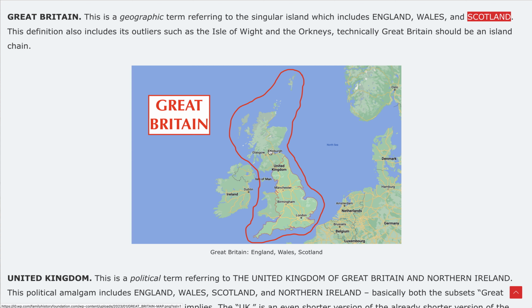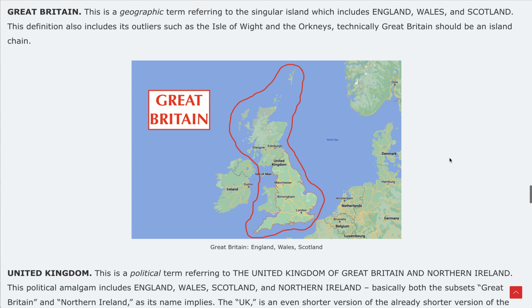However, the definition includes its outlier islands such as the Isle of Wight, right? The Isle of Man, and also the Orkneys up here. So technically Great Britain, although by definition it says the island, it should be an island chain because it also includes these islands up here. So following this little red line is actually what Great Britain is. It's this: the main island and all its subsidiary islands. That's Great Britain. That's what you're looking at.